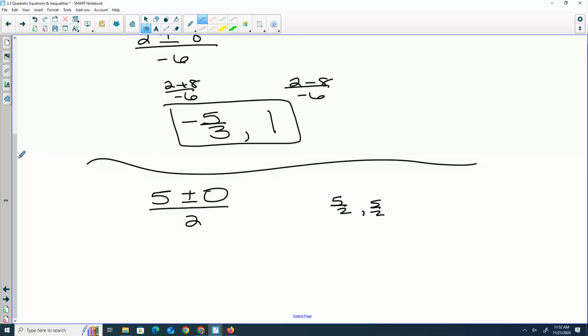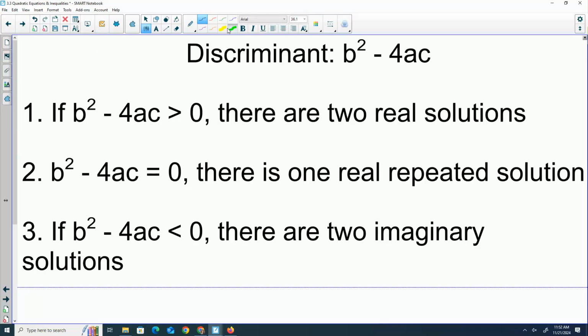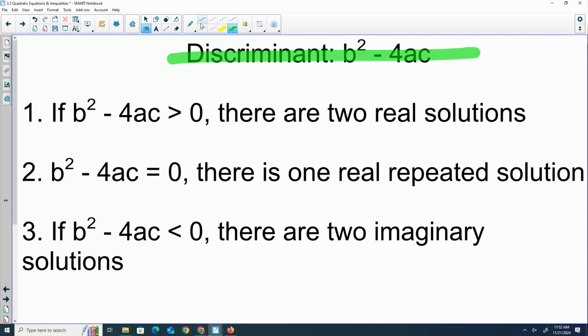So most of the time, we get 2 answers. We could just get one answer if that were a 0. They're real answers if it's a positive. They're imaginary if it's a negative. That's what's called the discriminant. So you guys do need to write this down. If you are asked about the discriminant, that is the number under the square root. It does not include the square root itself. So just the b squared minus 4ac.